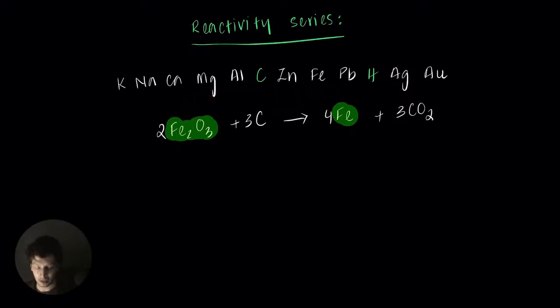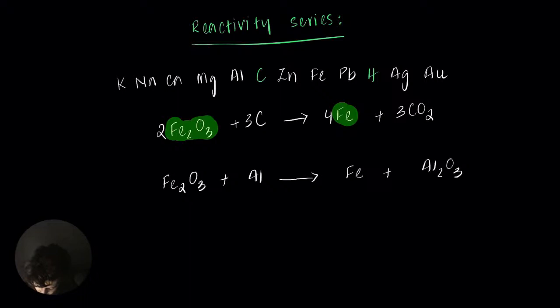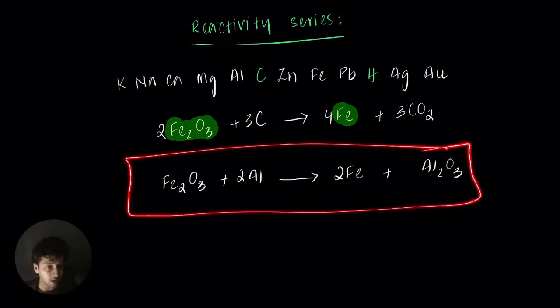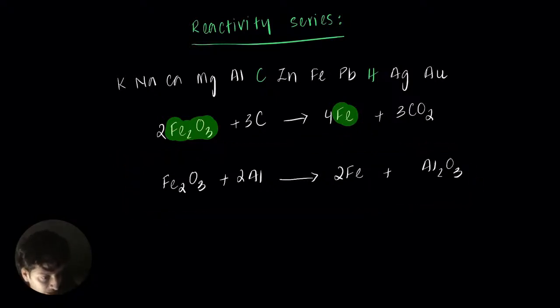Okay, so here's a thing. Can I take iron oxide and not use carbon and maybe use aluminum instead, and will this behave the exact same way? Aluminum 2O3, and if oxygen is balanced, this looks balanced. Okay. Will this reaction take place?